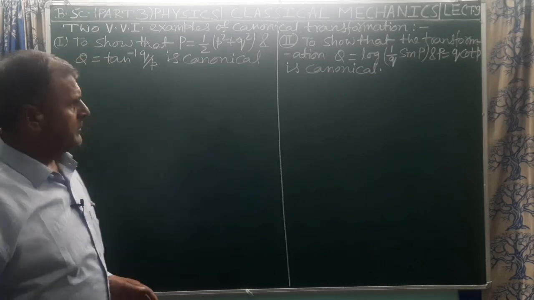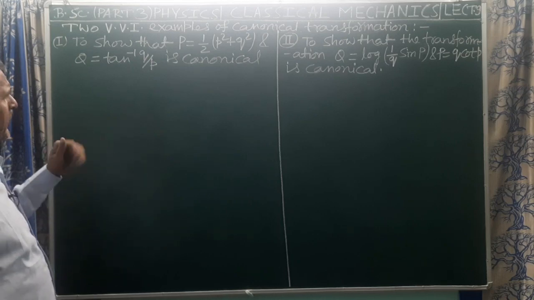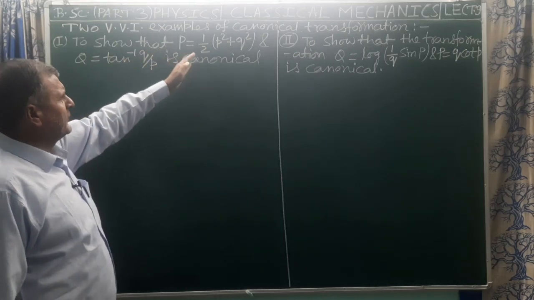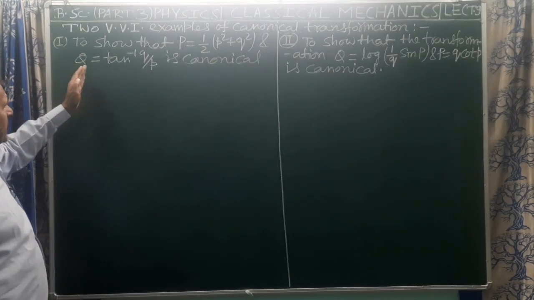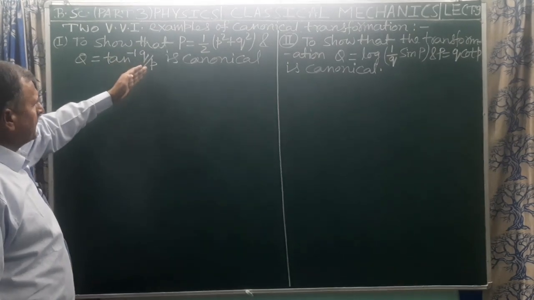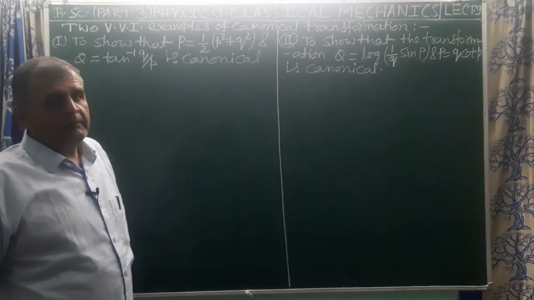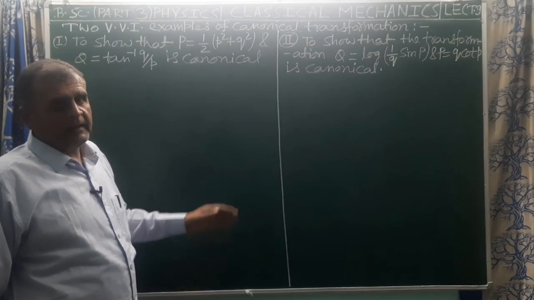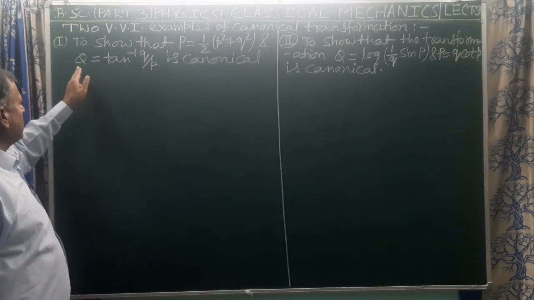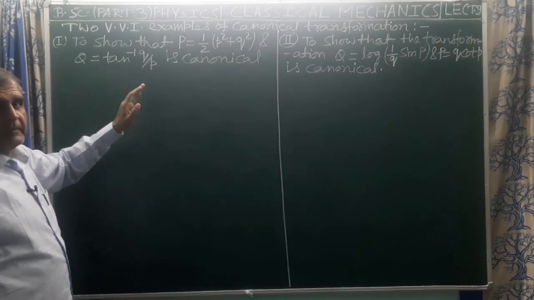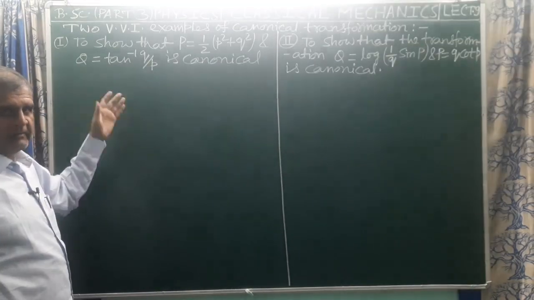First of all, we will solve the first example of canonical transformation, that is to show that capital P equals 1 by 2 (p square plus q square) and capital Q equals tan inverse q upon p is canonical, where small p and small q are momentum and position coordinates in the old coordinate system, while capital P and capital Q are the momentum and position coordinates in the new coordinate system respectively.